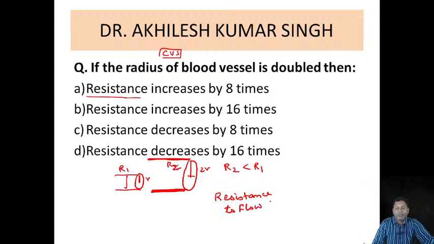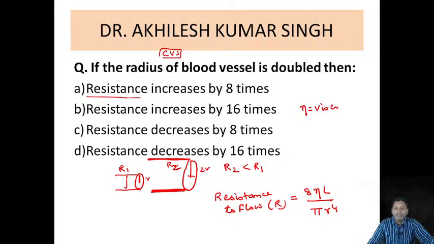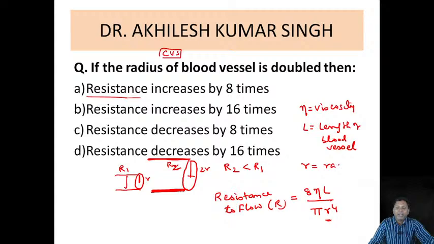Resistance to the flow is R, so R is equal to 8ηL upon πr to the power 4. Here η is the viscosity of the blood, L is the length of the blood vessel, and r is the radius of the blood vessel.